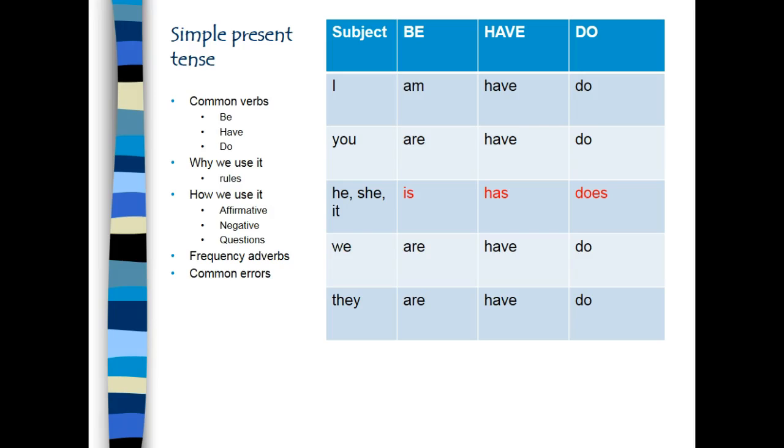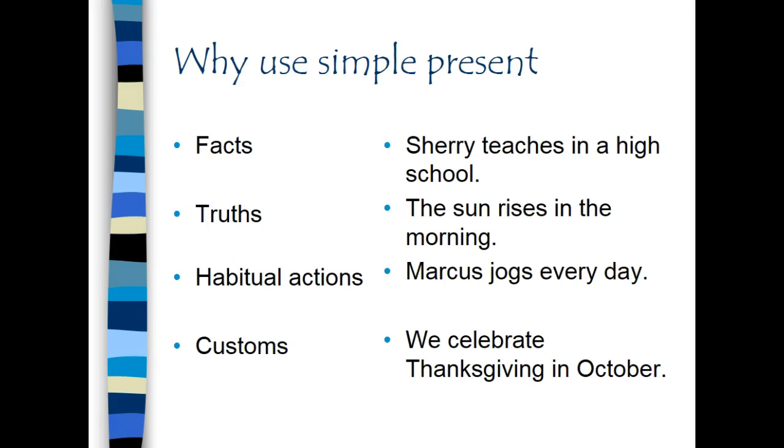The verb to have follows a more regular rule. I have, you have, he, she, it has, we have, they have. We see that we put the S on the third person singular. Do is also what we call a regular verb in the simple present. I do, you do, he, she, or it does, we do, and they do. Once again, we see that we have an S, in this case an ES, on our verb in the third person singular.